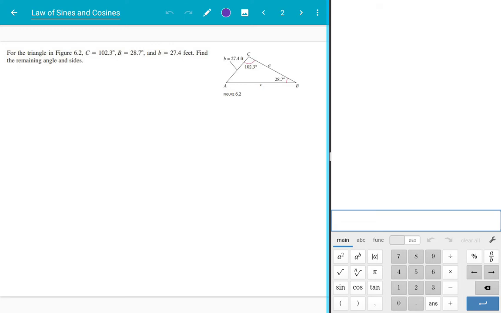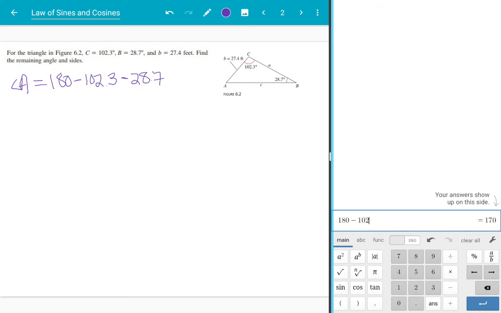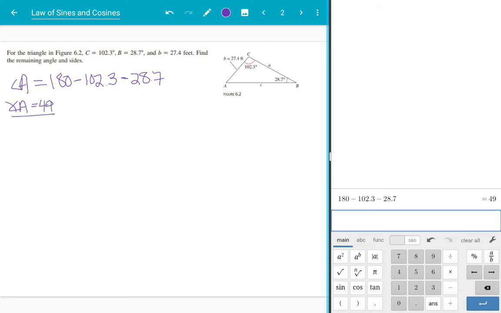So to do that, we're going to take angle A equal to 180 minus the angle C, so 102.3, and minus 28.7. All right, so let's do that quickly. 180 minus 102.3 minus 28.7. So I get 49. So angle A is equal to 49. Okay, so now we move on.